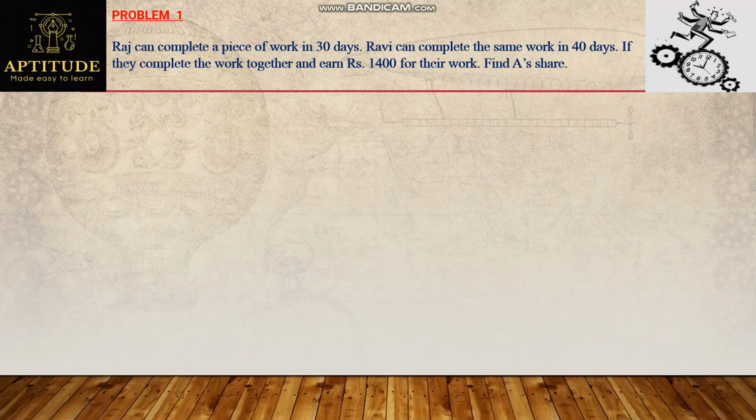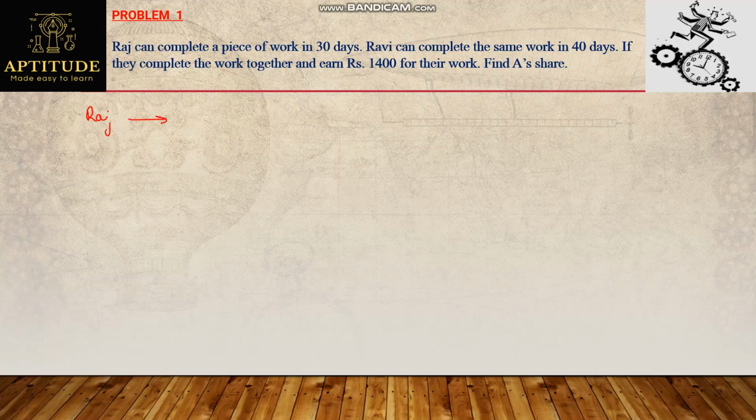Here is the first problem. Raj can complete a piece of work in 30 days. Ravi can complete the same work in 40 days. If they complete the work together and earn 1400 rupees for their work, find A's share. So observe here, efficiencies are not given directly. So how to solve is, we need to find out their efficiencies and number of days they work for by using the general process of time and work. And after that, we can apply these wage division concepts. So let's find out efficiencies first of all.